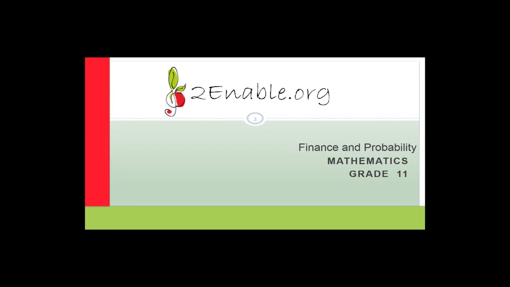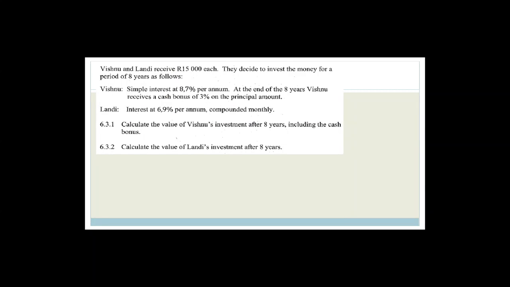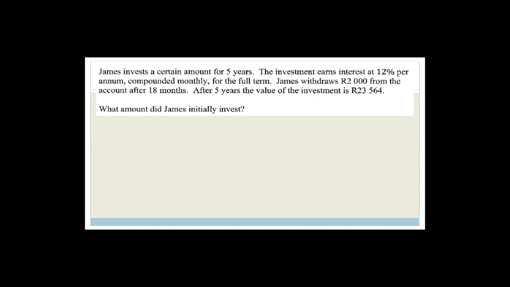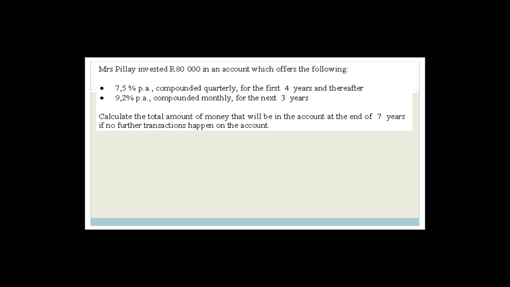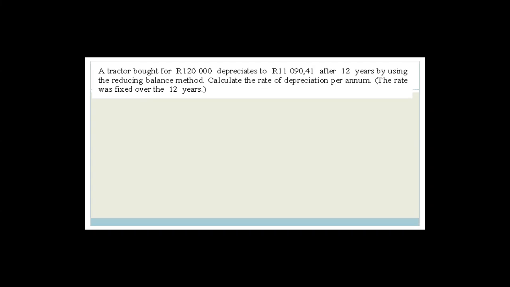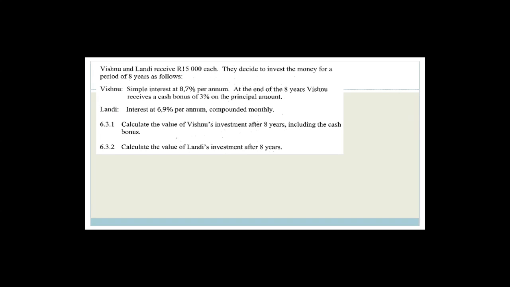In this lesson, we're going to be continuing with finance. We're going to go through a couple more of these types of questions. There are quite a few finance questions that I want to go through, and once we've finished them, we will move on to probability. Okay, so let's start with this.